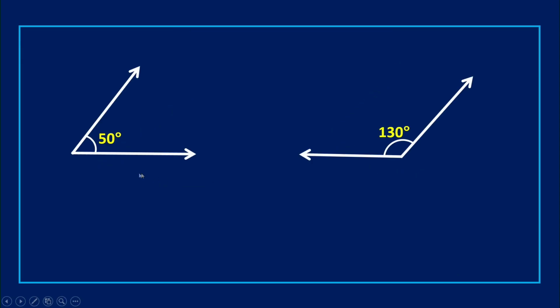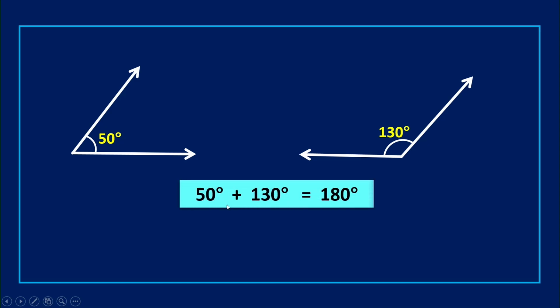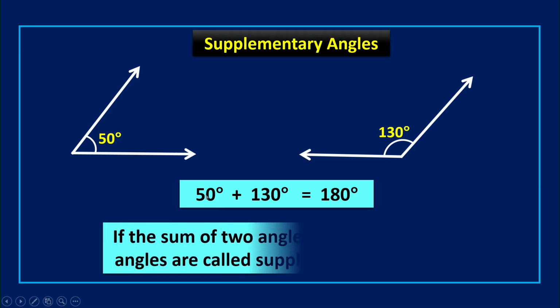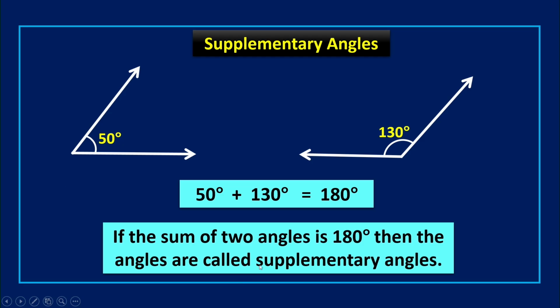Next one. Here you can observe first angle is 50 degrees and second angle is 130 degrees. You can add 50 plus 130, we will get 180 degrees. Think what is the name of the angle? Yes, this angle is supplementary angle. If the sum of two angles is 180 degrees, then the angles are called supplementary angles.